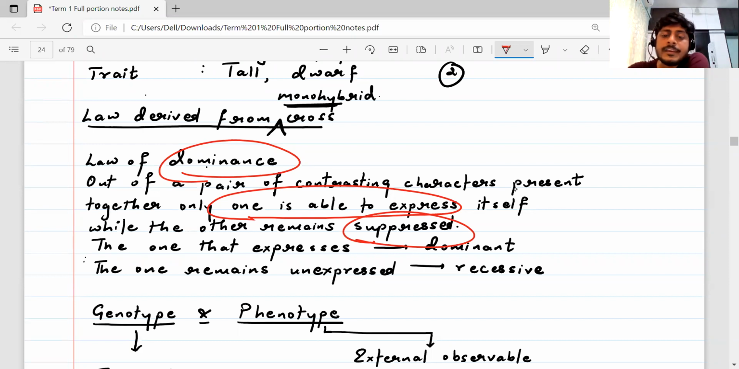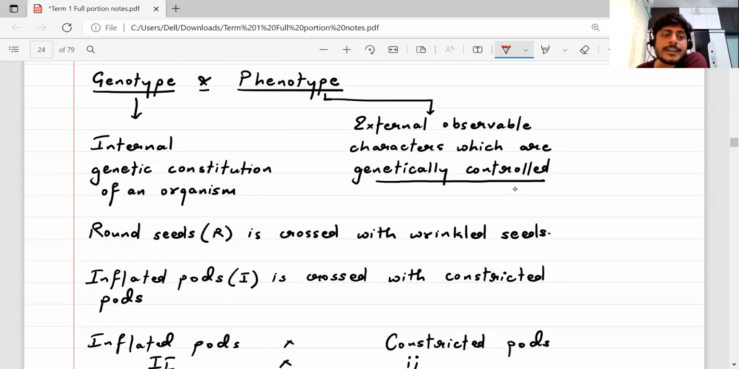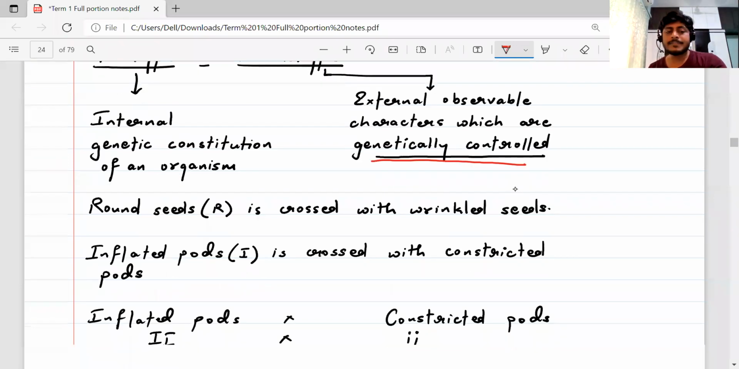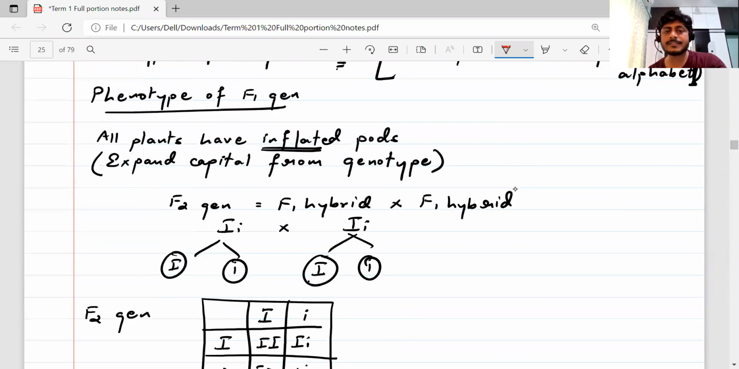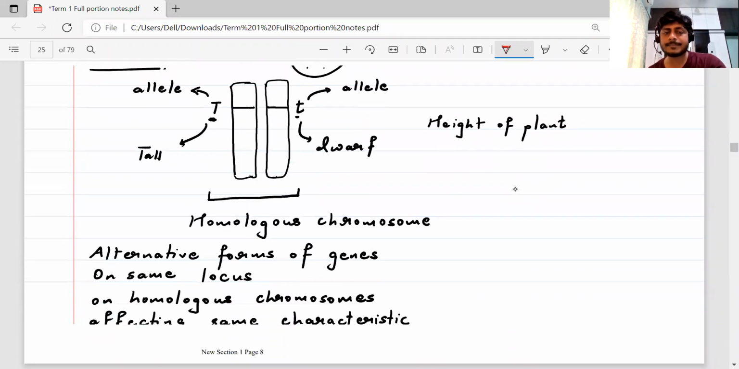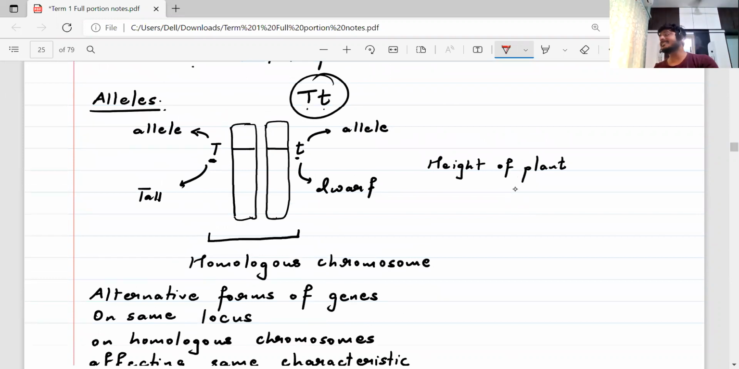फिर जीनोटाइप फिनोटाइप का डेफिनेशन, इंटरनल जेनेटिक कॉन्स्टिट्यूशन ऑफ एन ऑर्गेनिज्म, एक्सटर्नल ऑब्जर्वेबल कैरेक्टर्स व्हिच आर जेनेटिकली कंट्रोल्ड. ये जेनेटिकली कंट्रोल्ड अंडरलाइन किया था क्योंकि किसी बोर्ड क्वेश्चन में फिल इन द ब्लैंक करके आया था, तो एंड में जेनेटिकली कंट्रोल्ड होना चाहिए. देन वी डन अनदर प्रैक्टिस वन, inflated, constricted. Again, you don't require it, it's the same thing. Then we spoke about alleles क्या होता है. So first we had actually done everything and then last में I introduced you to the allele वाला concept.